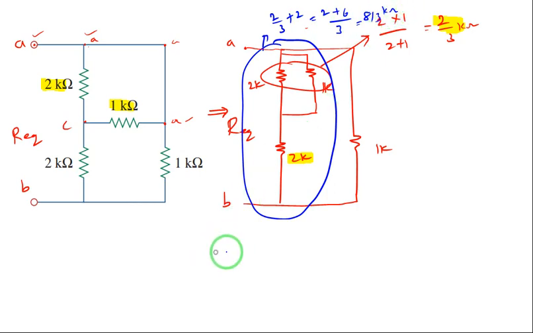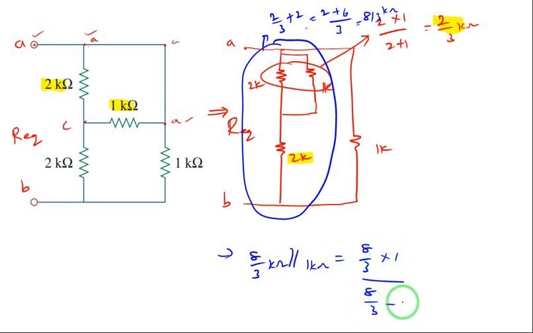Now this 8 by 3 kilo ohms is in parallel with the 1 kilo ohm. Then we get 8 by 3 into 1 by 8 by 3 plus 1, which equals 8 by 3 into 3 by 11. Simplify this: 8 plus 3 is 11. The 3 cancels, therefore we get 8 by 11 kilo ohms. This is the equivalent resistance between the terminals A and B. This is an important model, just remember this.